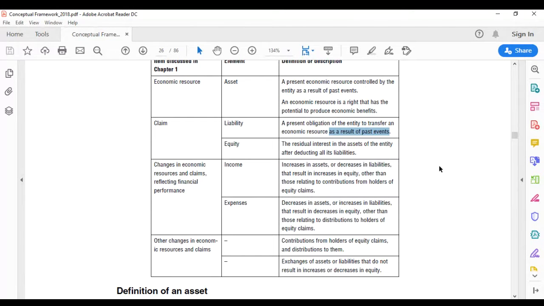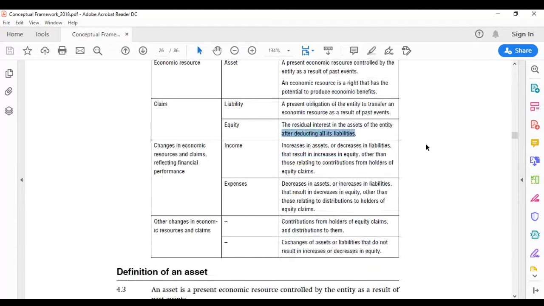Then simply, equity is a very, very simple and straightforward little definition. Equity is simply the residual interest. In other words, what remains. Residual interest simply means what remains. Residual interest in the assets of the entity after deducting all its liabilities, right? So equity is simply what remains once you've taken the assets of the company and you've deducted all the liabilities. That then represents the equity, and the equity belongs to the equity participants, which, as you know, in the case of the company, is simply the shareholders.